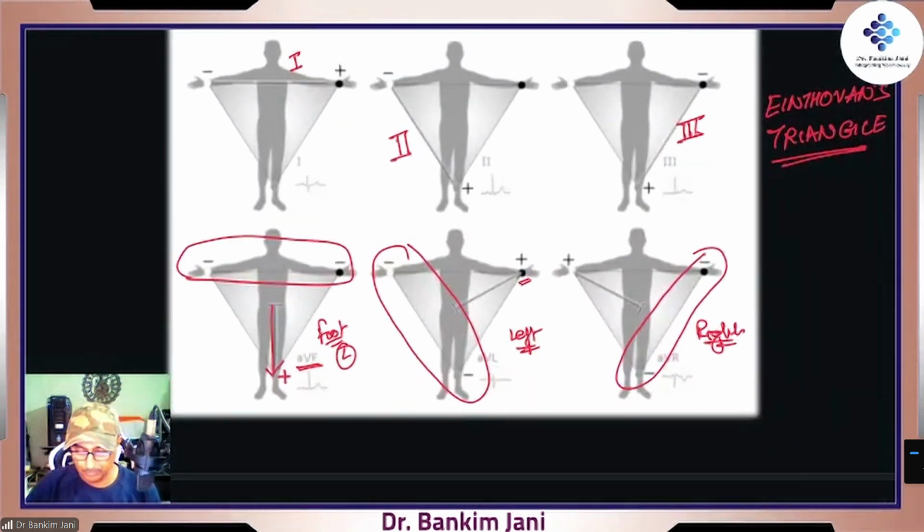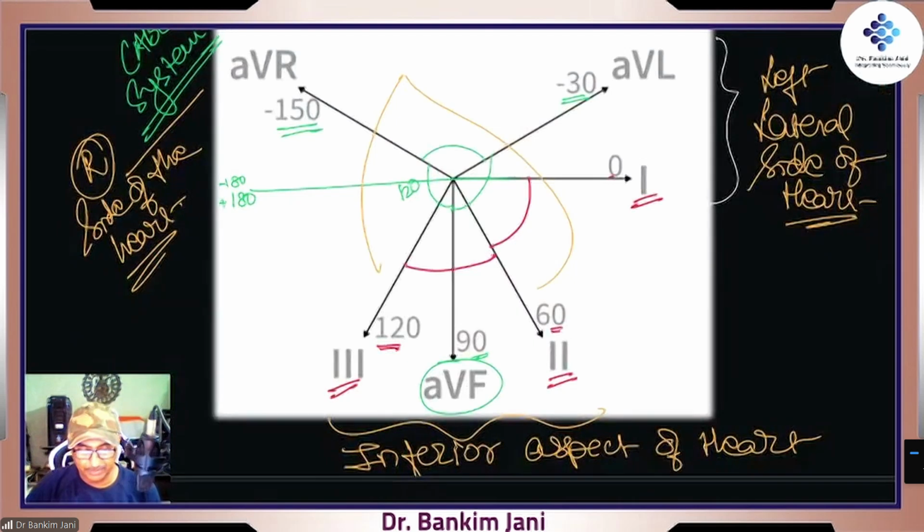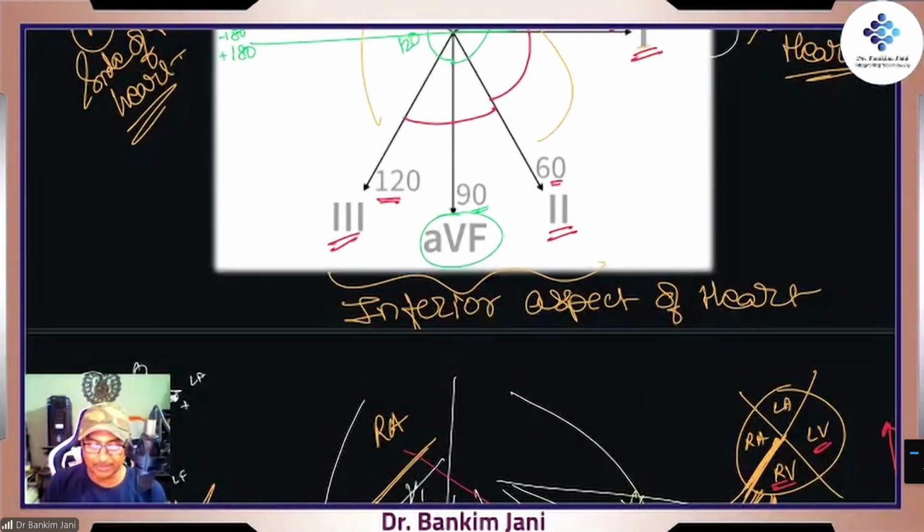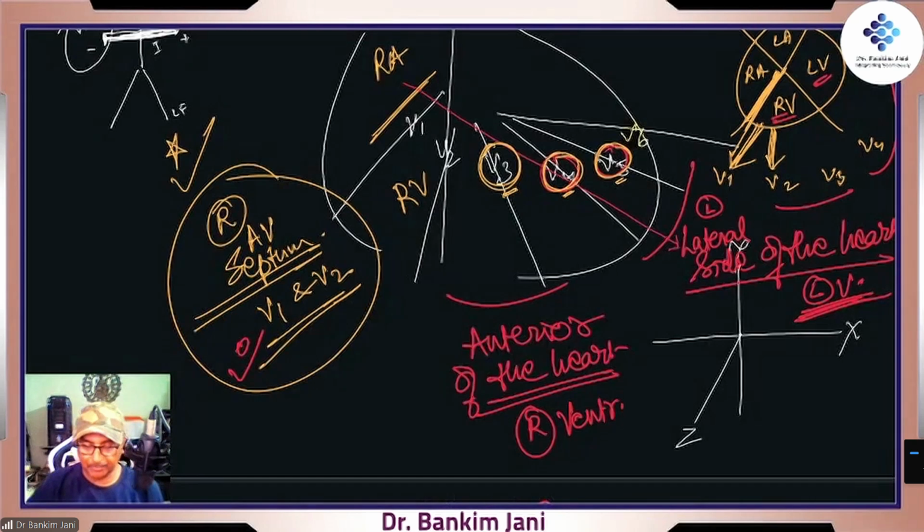So this is what we talked about, multitasking. This was Einthoven's triangle. This is the Cabrera system, where we have superimposed everything, which you now know pretty well. The important thing to see is that the left lateral side of the heart is seen best by lead 1, but also by AVL. The right side is seen by AVR, and the inferior aspect by AVF. From V1 through V6, the long axis is parallel to V3, V4, V5. So these three will be important when we discuss the left ventricle.